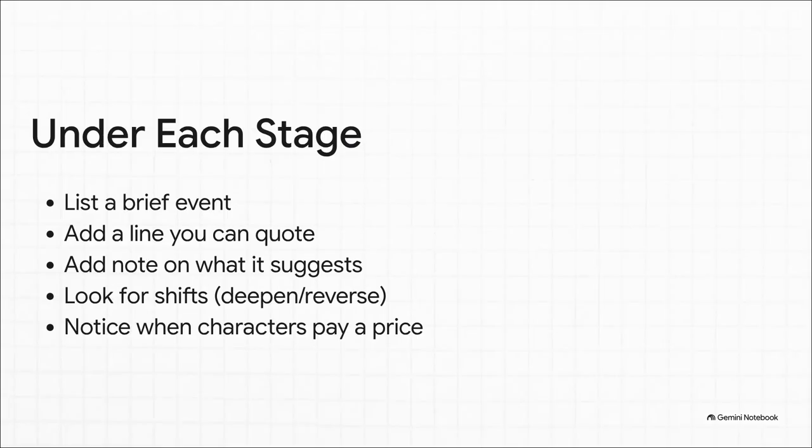Now, what's really cool is what we actually put inside those columns. Under each stage, you just want to do 5 quick things. First, list a brief event. Second, grab a specific quoted line from the text. Third, jot down a quick note on what that event suggests about the topic. Fourth, actively look for shifts. Ask yourself, does the theme suddenly get deeper here? Does it completely flip or reverse? And fifth, okay, listen up because this is a massive pro tip. Always notice when a character fails or pays a steep price for their choices. Whenever a character learns a hard lesson, boom, the author's theme almost always sharpens right into focus.